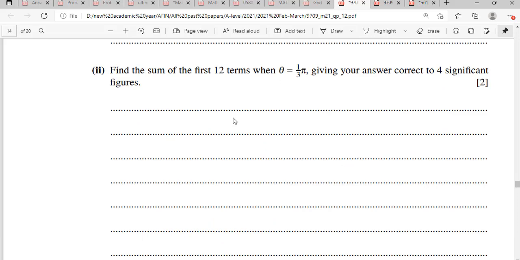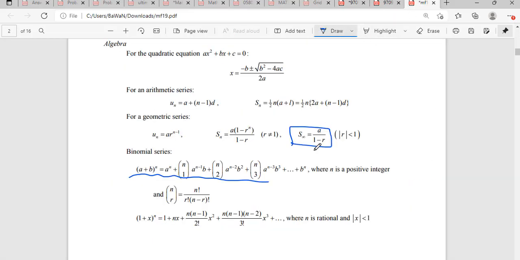Now part two. Find the sum of the first 12 terms when theta is 1 over 3 pi, giving your answer correct to 4 significant figures. Okay, in the MF19, let's look at the sum. Sum to infinity was here. For S n, we can use this rule to find the sum of 12 terms.